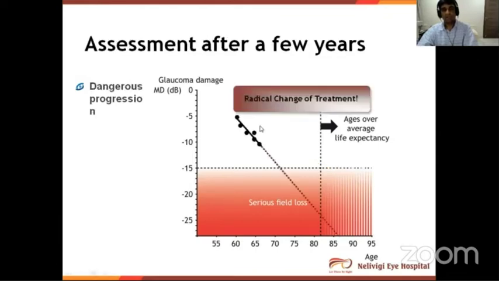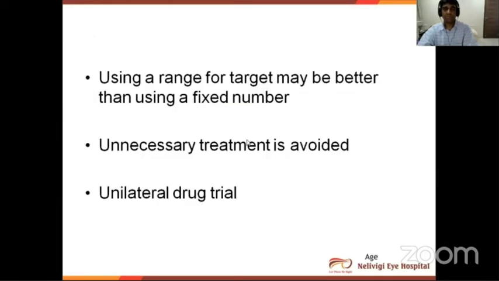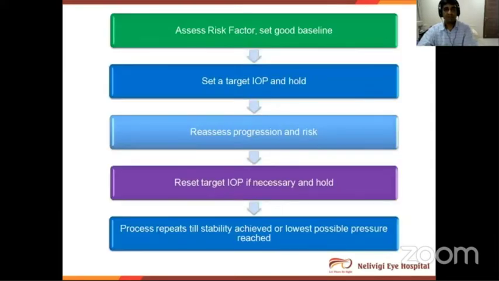If, however, after a few years, you are seeing that there is a rapid change in the visual fields, that means you need to seriously relook into the target IOP and seriously relook into doing some radical change of the treatment. Using a range for target IOP may actually be a better idea than using a fixed number. Unnecessary treatment this way is avoided. A unilateral drug trial is always a good idea if you want to find out whether the drug is working or not while you are trying to achieve the target IOP.